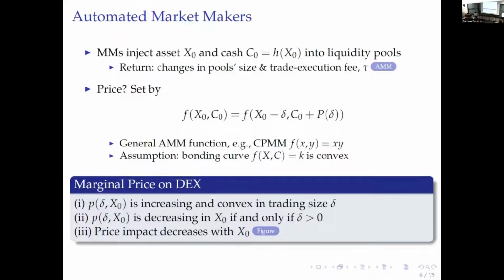And I guess the important thing here is that we can also say that the price impact is going to be a decreasing function of the size of the liquidity pools. So the larger the size of the liquidity pool, the weaker price impact you're going to incur.